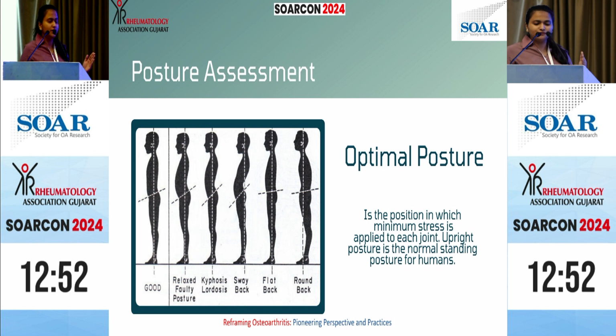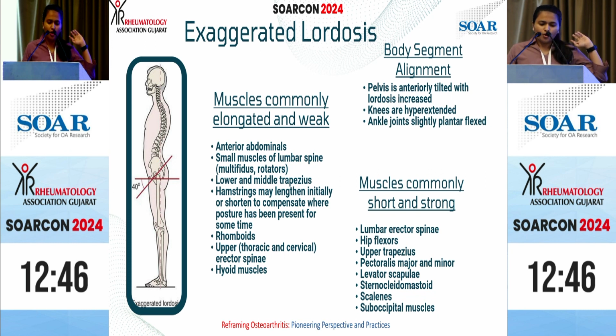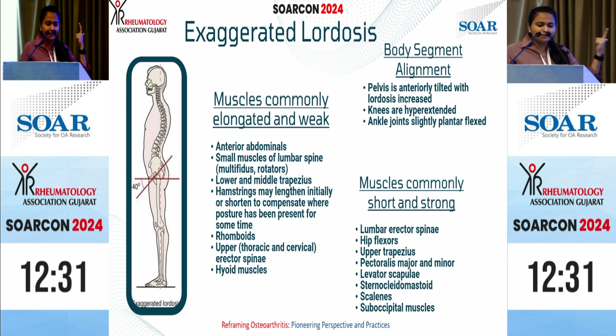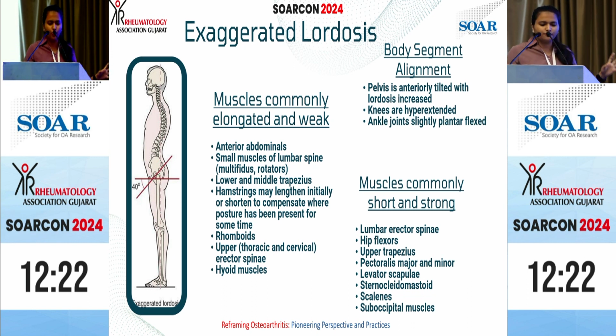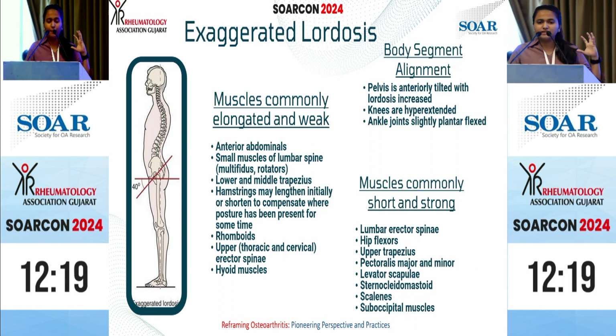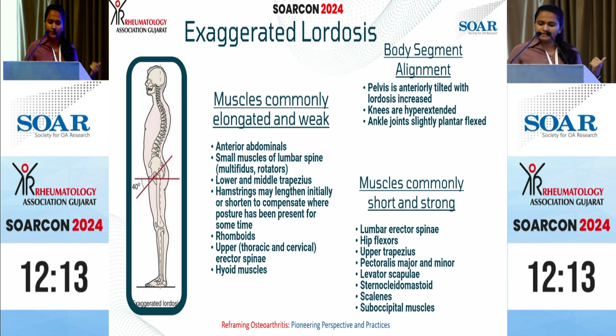So we'll go through different postures, and in all of it we'll just see what happens to the segment, what muscle gets shortened and what muscles are getting elongated. So this is the most common posture which we all see, which is the exaggerated lordosis. Now here, if you all can see, there is increased lumbar lordosis, there is anterior pelvic tilt. So whenever there is a posture, there are changes from the cervical up till the ankle joint. But we'll just go with the main segments. So the muscles which are getting elongated here are the anterior abdominals and the hamstrings. The muscles which are getting shortened are the lumbar erector spinae and hip flexors.